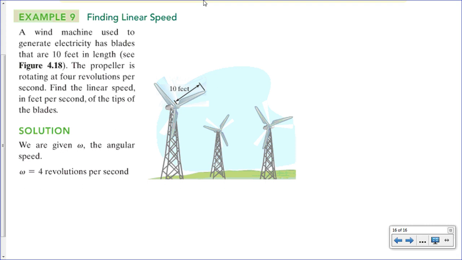All right, so we have a wind machine used to generate electricity. Shocking. It has blades that are 10 feet in length. I say shocking that it generates electricity. You guys know that we can also get electricity from the sun? Have you heard that? Okay, I'm glad. So the blades are 10 feet in length, and we're going to consider that to be our radius. So the radius is 10 feet.